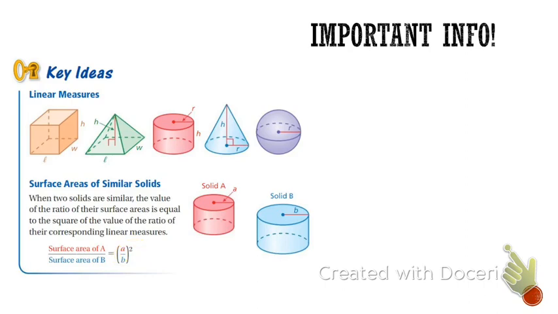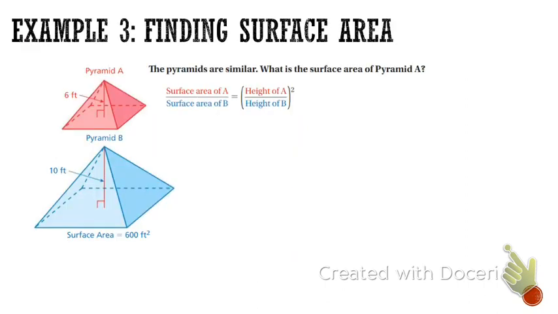But then we got this little 2 up here. You guys remember what that means? That means that I have to square that ratio. All right, so let's see what this looks like in a problem.